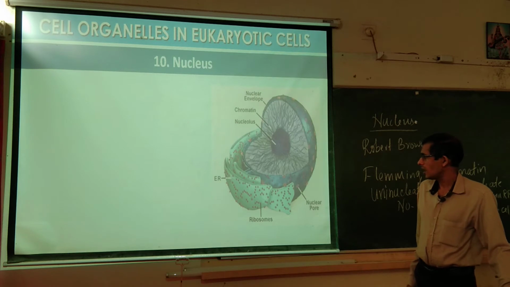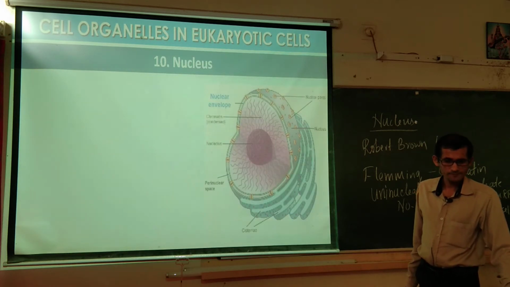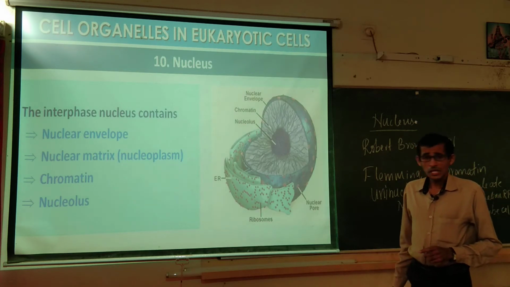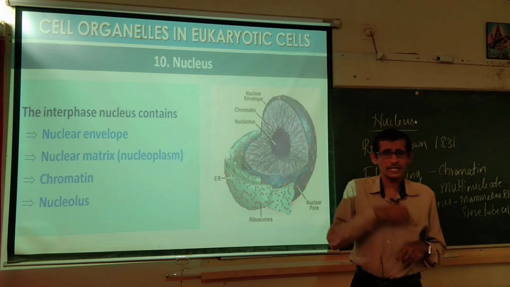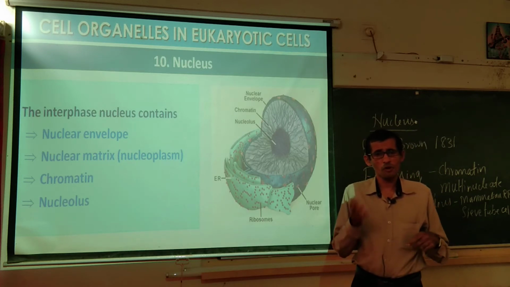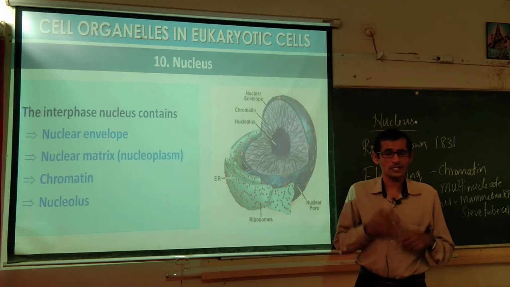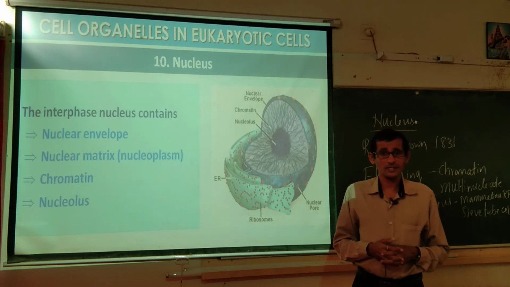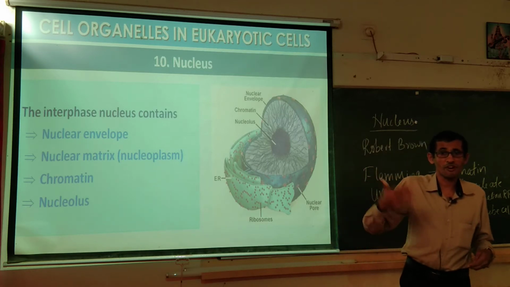Now, coming to the next point. The cell cycle refers to the cell division process. Before the beginning of cell division, there is the interphase, where the cell is getting ready for division. So, it is the preparatory phase, preparation for cell division.